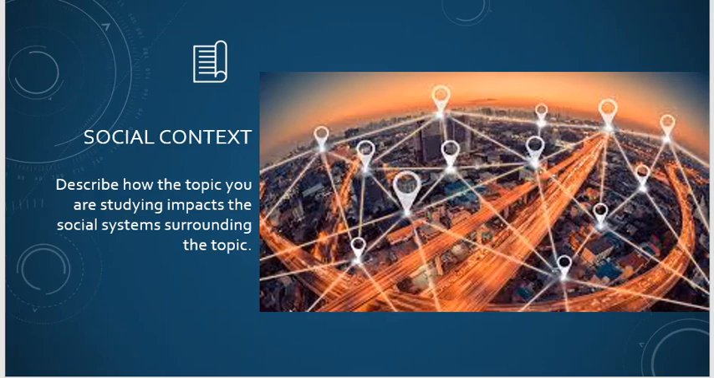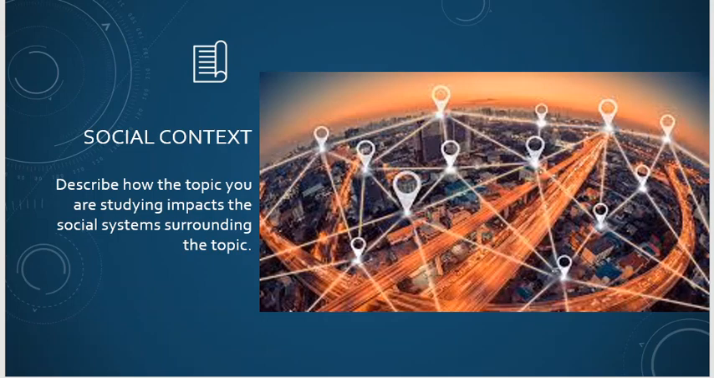For the social context, in this section describe how your topic that you are studying impacts or is impacted by the social systems around it. So for example, if you're studying the homeless population, what is the impact of the community norms and the laws on the homeless? And on the other side, how are the homeless impacting the community in which they live?